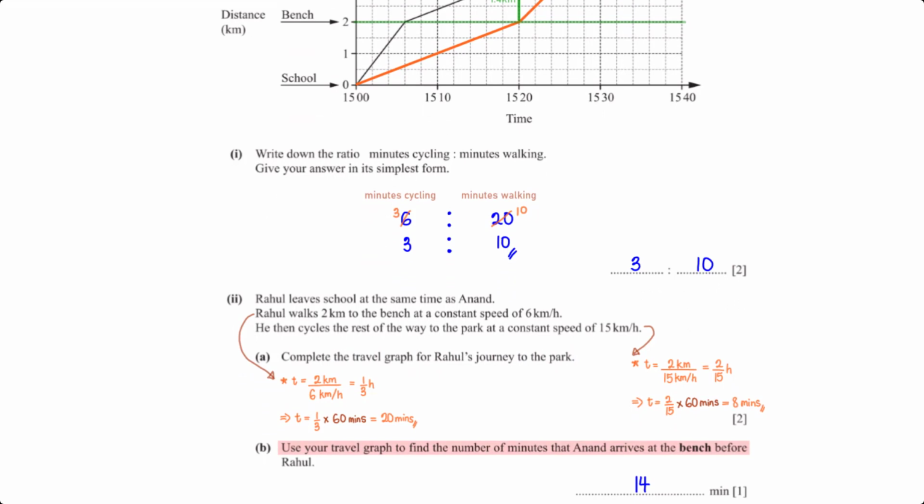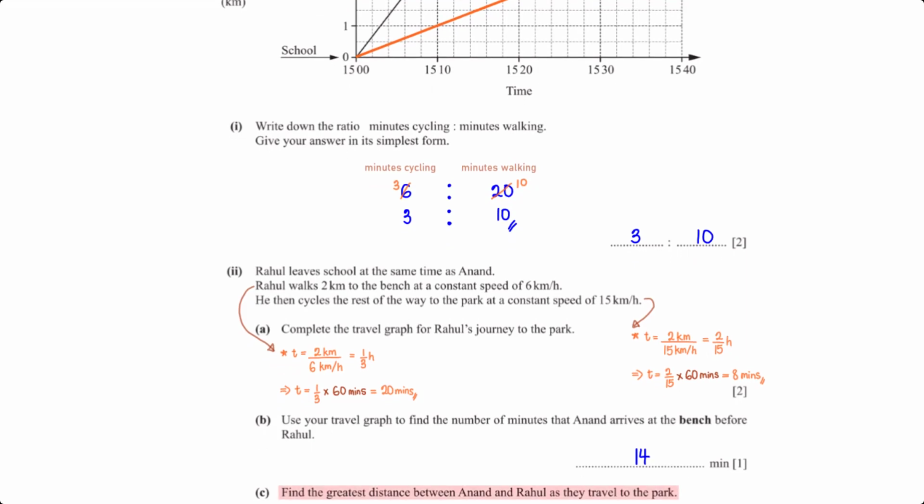Use your travel graph to find the number of minutes that Anand arrives at the bench before Rahul. Anand arrives at the bench at this point and Rahul arrives at the bench at this point. There are 7 horizontal line segments between these 2 points. Since each horizontal line segment is 2 minutes, we multiply 7 by 2, giving us 14 minutes.